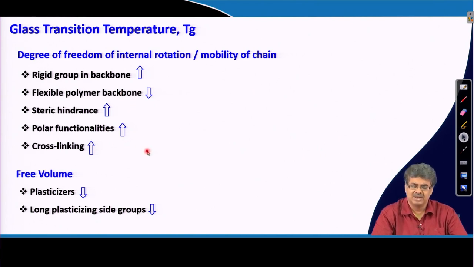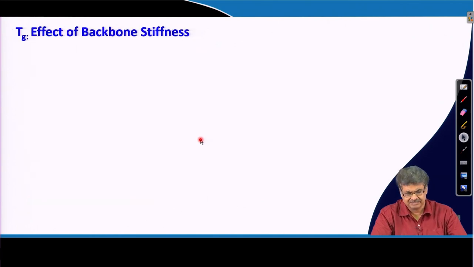But you must also remember that it is not always a single factor which is in effect. If you have different side groups, they may increase the steric hindrance but decrease the polar interaction. What I want to say is that it is very difficult to completely account for the Tg values by only one factor. There could be multiple factors which are finally responsible for the Tg value of the polymers.